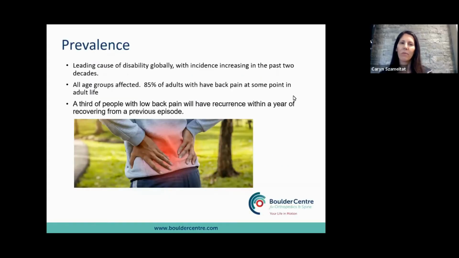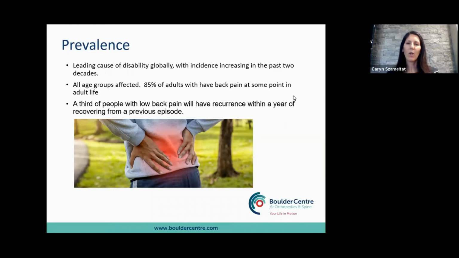So low back pain is really a big problem in the US and globally. Right now, it is the leading cause of disability worldwide. And the incidence of it has been increasing in the past couple decades. Low back pain is going to affect people of all ages, and most adults are going to have low back pain at some point in their adult life. The best research we have right now is showing that about a third of the people that have low back pain are going to have a recurrence of it within a year of recovering from their previous episode. So it's a big problem and it's becoming a bigger problem.